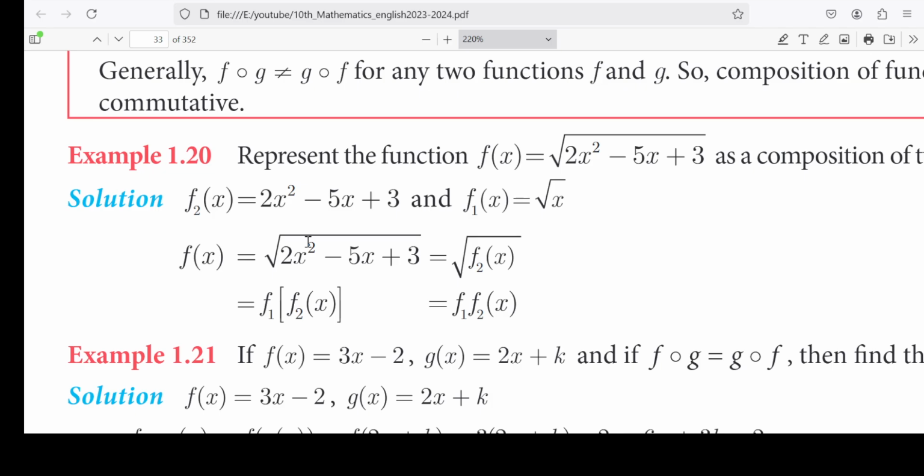Now we'll be solving the problem example 1.20. This problem is coming under the topic of composition of functions. Composition of function is a small topic coming under the first chapter, relations and functions. Now we are going to see the solution for this problem.